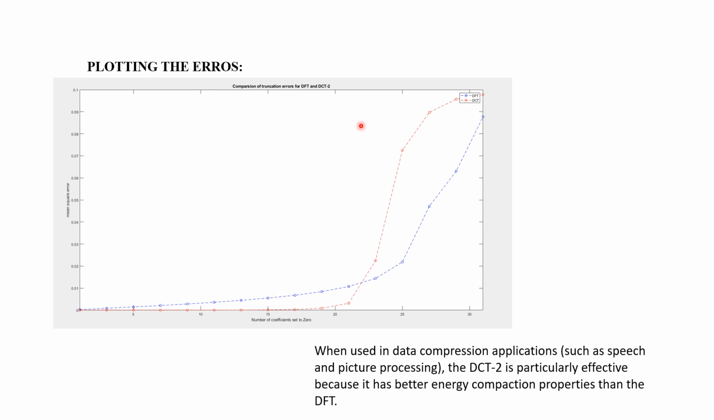So with the help of this graph we can say that the energy compaction of DCT is greater because the error is very much less. This is the reason why it is used in data compression applications such as speech and picture processing. It is more effective because its energy compaction properties are greater than those of the DFT.